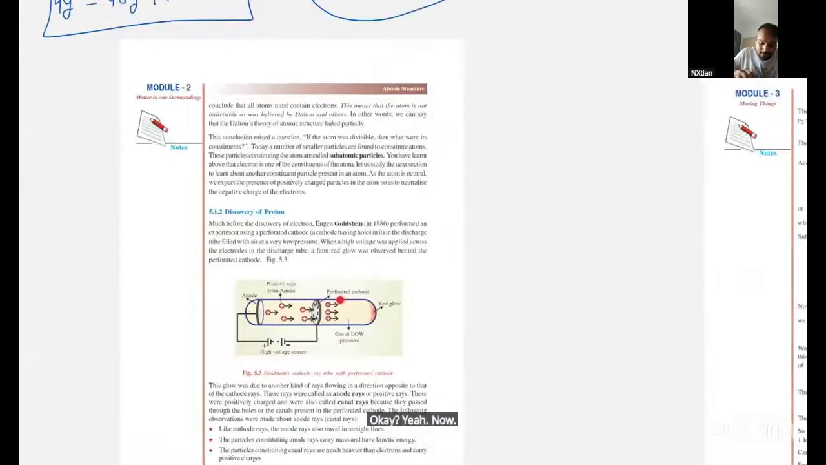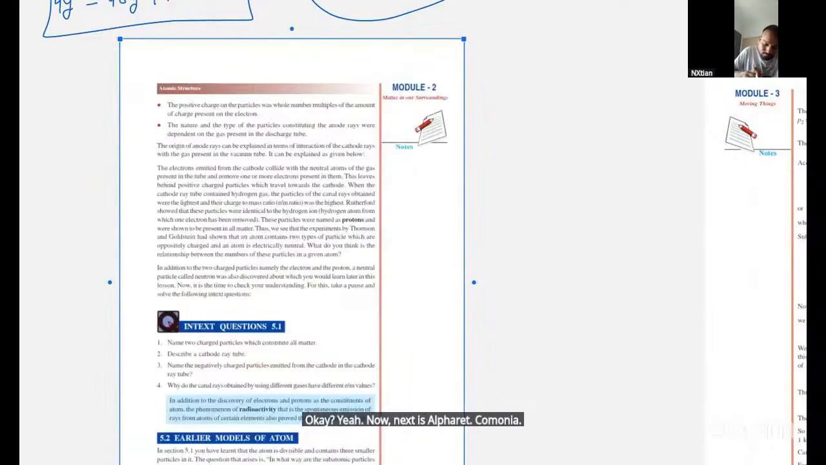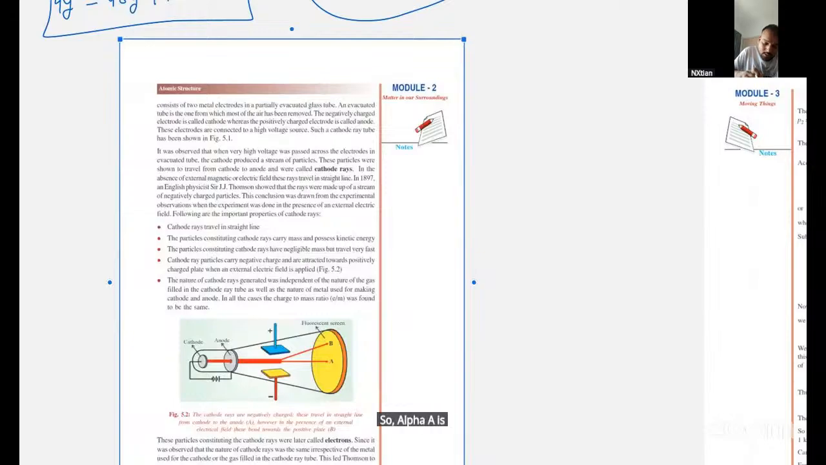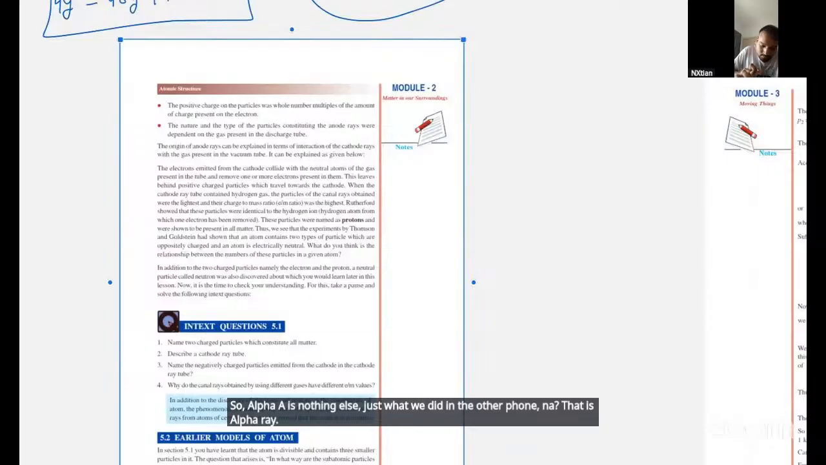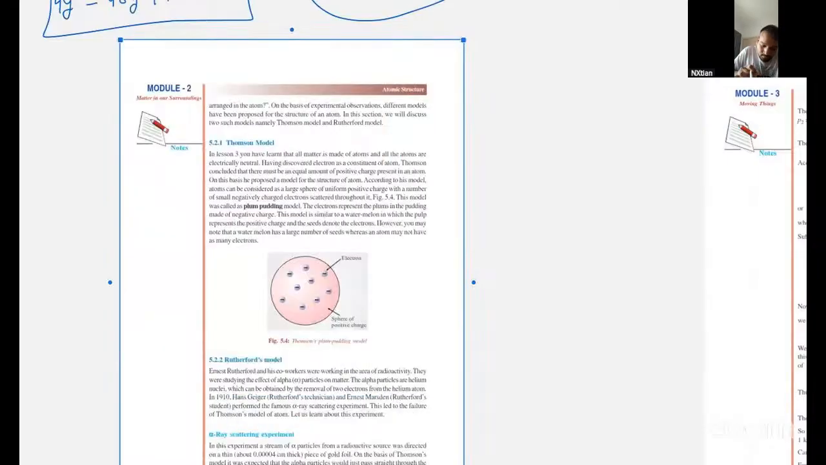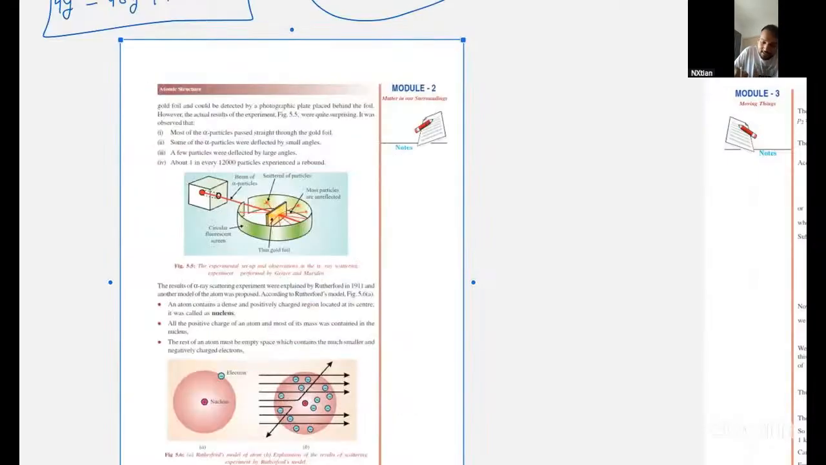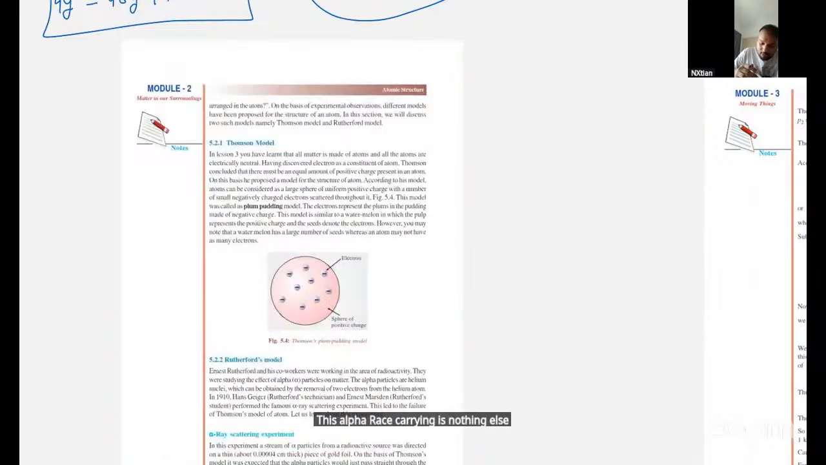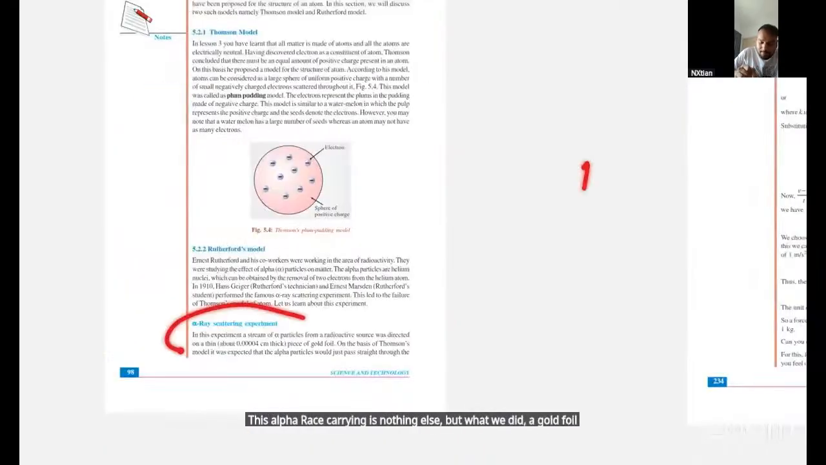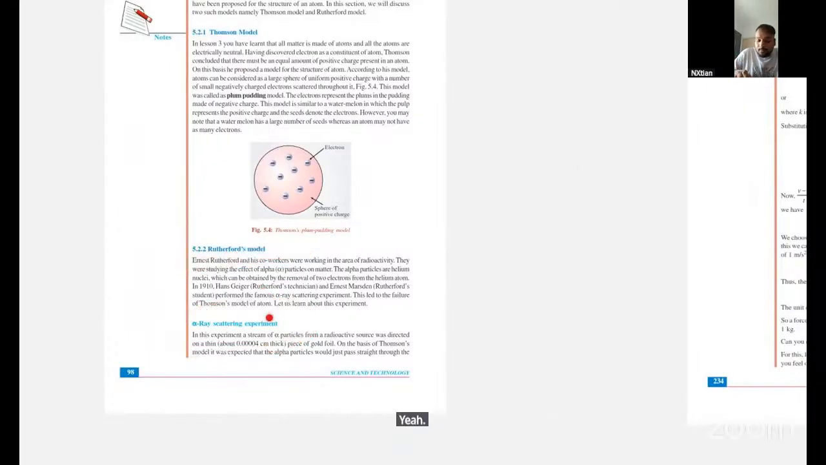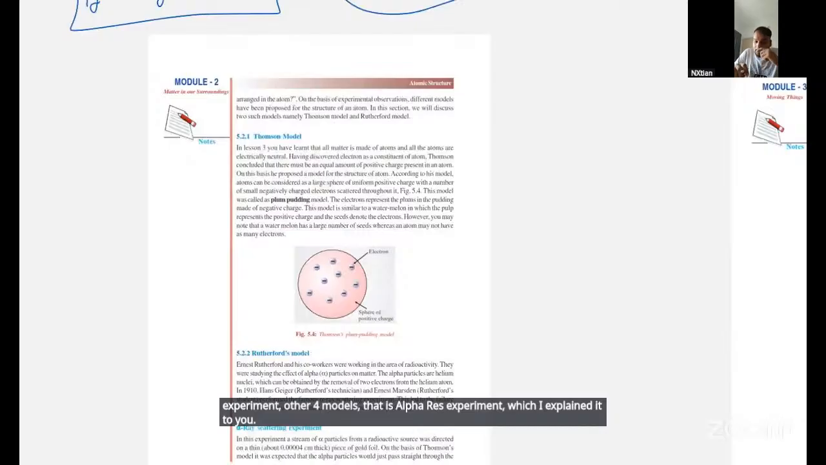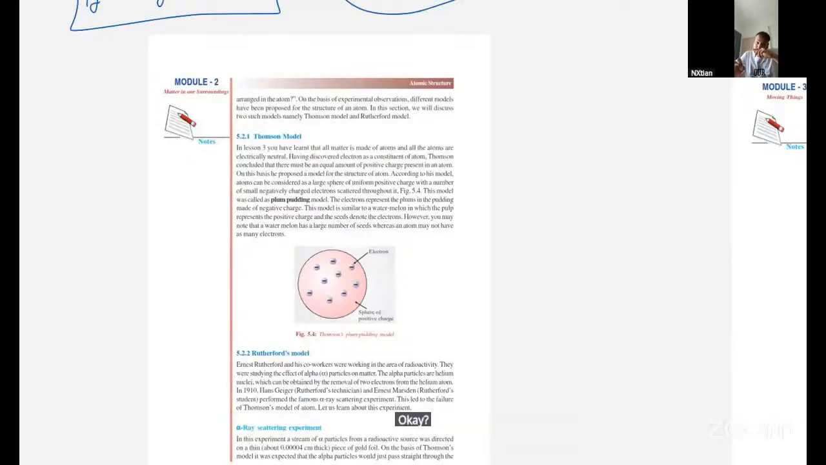Now next is alpha ray. Alpha ray is nothing else, just what we did in the Rutherford model. This alpha ray scattering is nothing else but the gold foil experiment, Rutherford model, which I explained to you. Okay, next doubt, please.